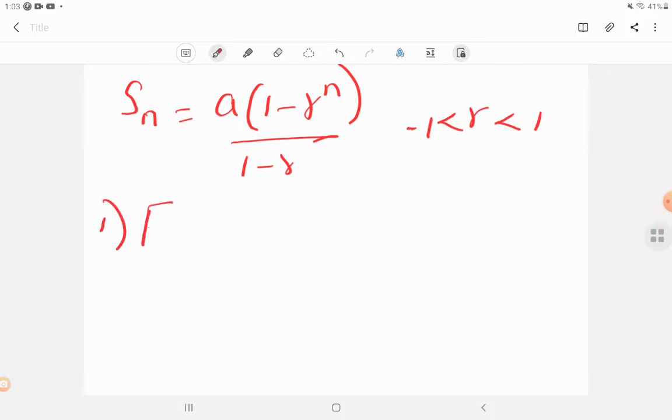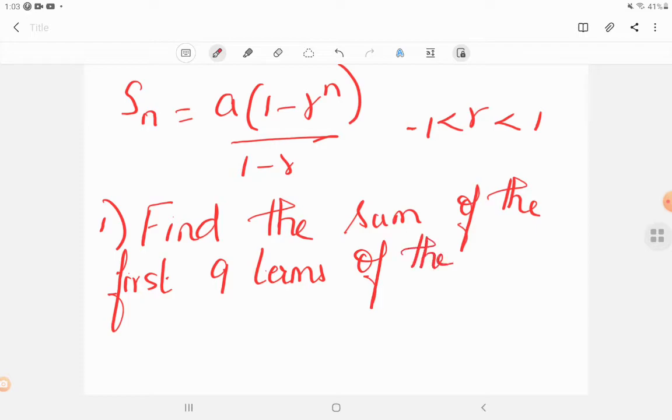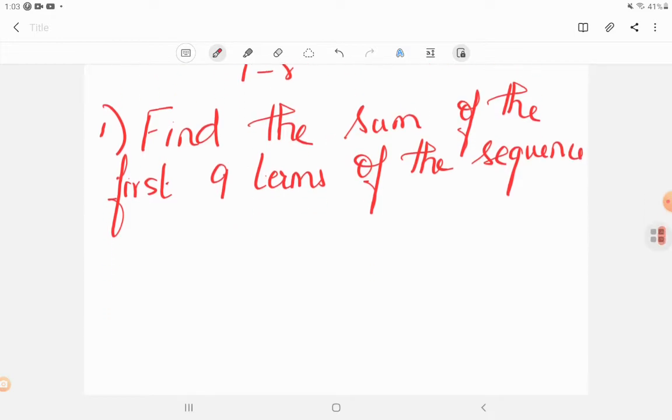So find the sum of the first 9 terms of the sequence. So how do we find the sum of 9 terms of the sequence? The sequence is this, which is 0.25, 0.5, 1, 2, 4, and so on.